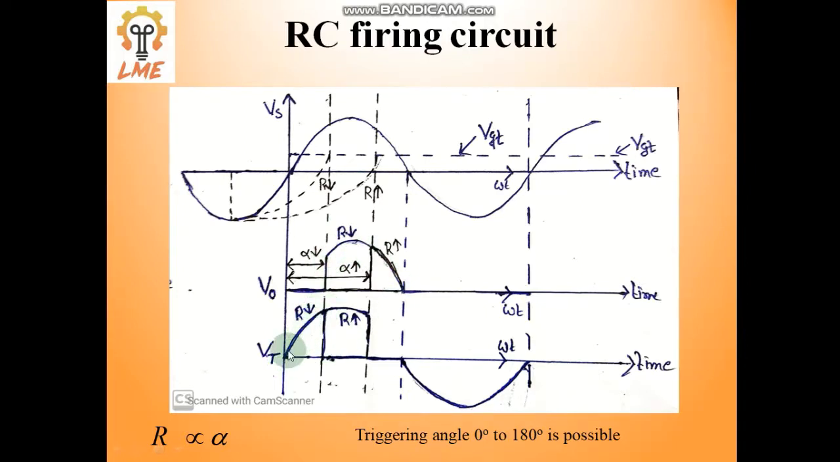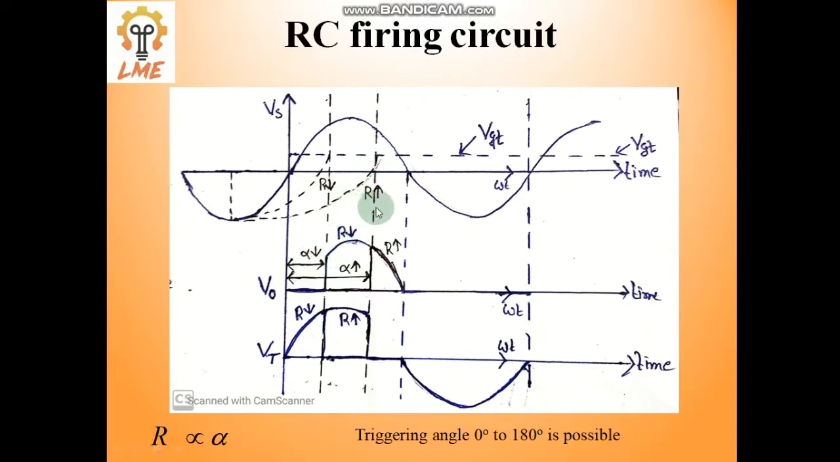Up to this portion the thyristor is off, so the voltage starts from here and goes to here, and after that it goes to 0, again negative half. So this is the voltage across the thyristor. Whatever I have explained up to this point is for when R is low. In this case, alpha is this much. Alpha is less.